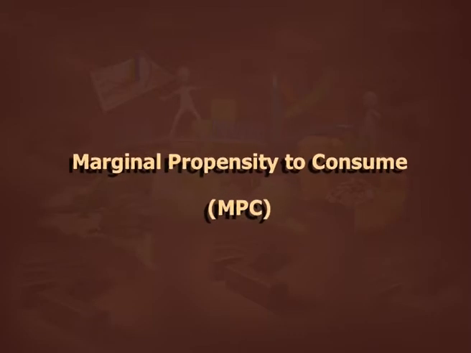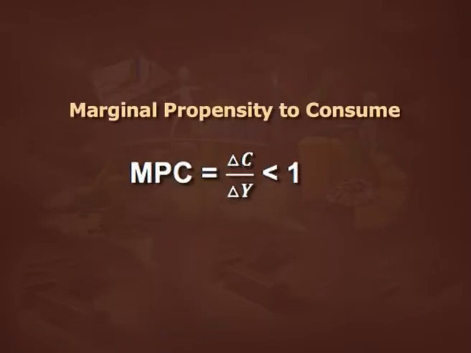Next is marginal propensity to consume, that is MPC. MPC = change in C by change in Y, which is less than 1.